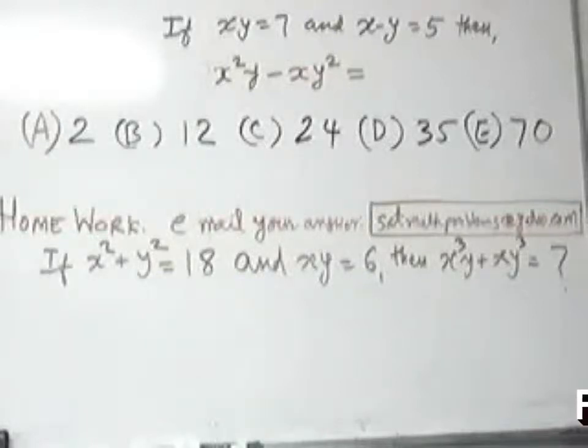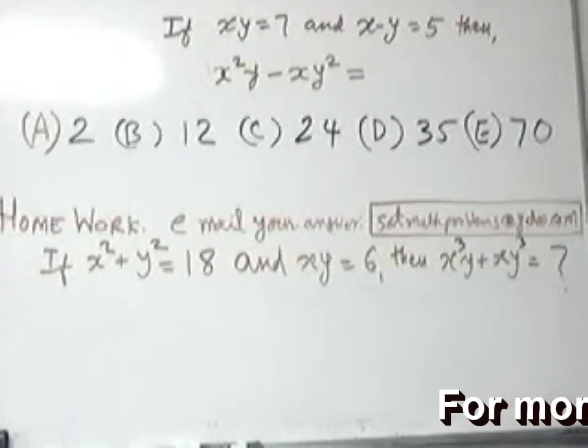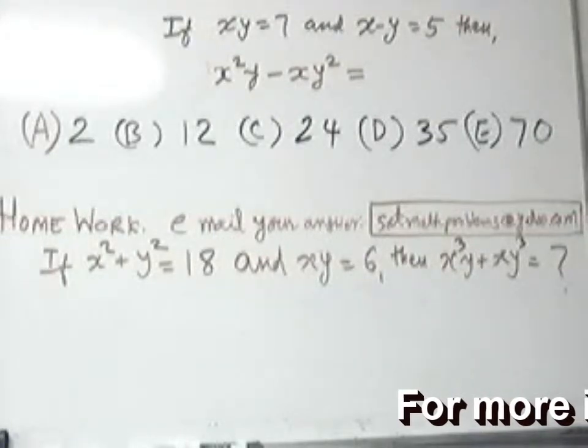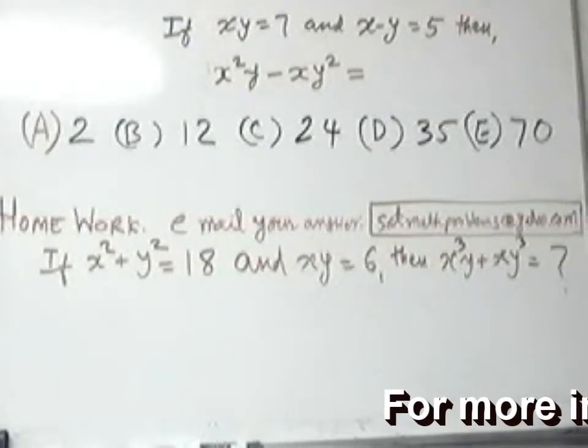Good morning. This is the hard algebra problem. If xy is equal to 7 and x minus y is equal to 5, then x squared y minus xy squared equals which of the following? A. 2, B. 12, C. 24, D. 35, and E. 70. You got 30 seconds to do this problem.